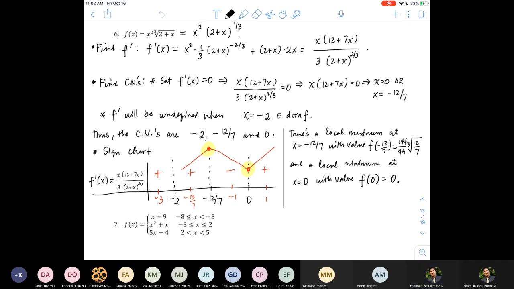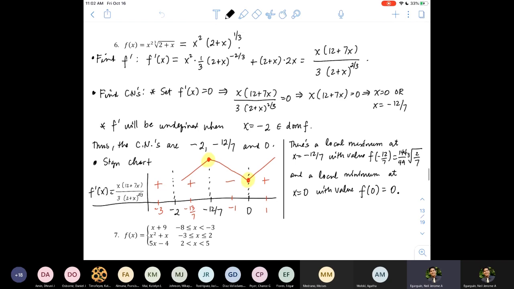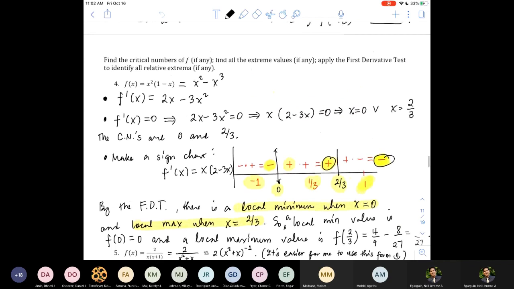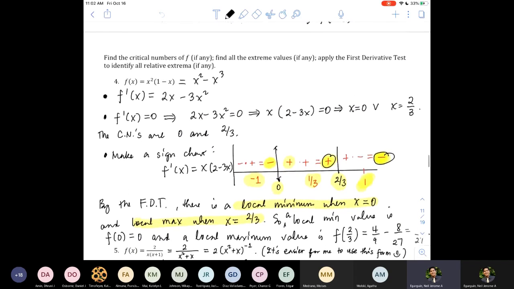Let me know if there are some mistakes in there, so that I can correct the notes. All right. Okay, and now let's work with problem 7. Let me just review the instruction here. We need to find the critical numbers, the extreme values, by applying the first derivative test. Hold on, Daniel has a question. Which problem is this, Daniel?